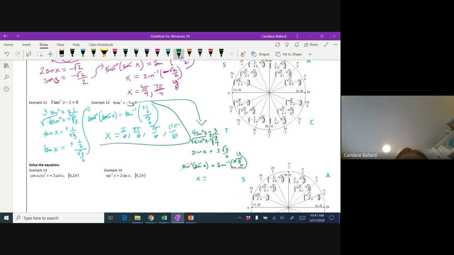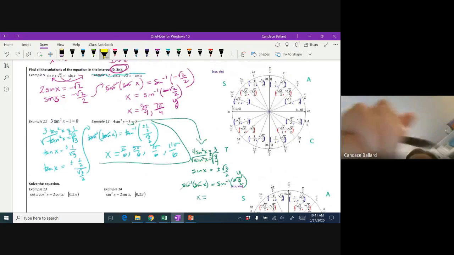All right, so I am looking for everywhere where the sine is the y value, so everywhere where the y value is square root of 3 over 2. I'm going to go through all my y values here. So I get pi over 3, and I get both the pluses and the minuses. So I'm getting that one.